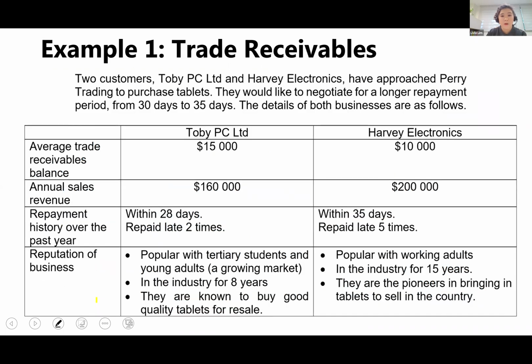Okay, so let's take a look at one example. We will look at 3 examples. The first 2 examples are N-level examples. The last example is an O-level example. So the first example is a trade receivable example. Let's take a look at this.